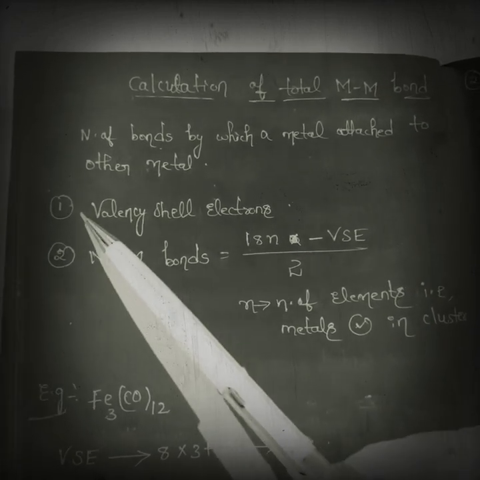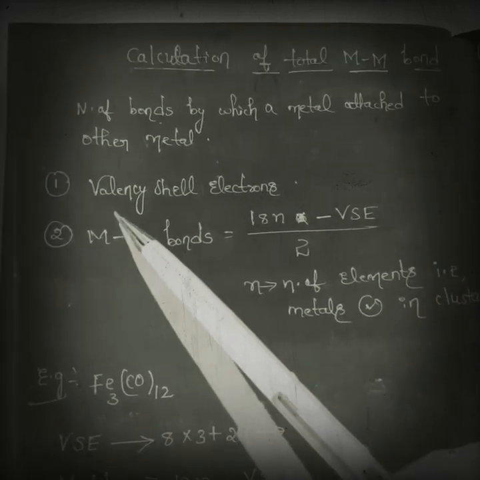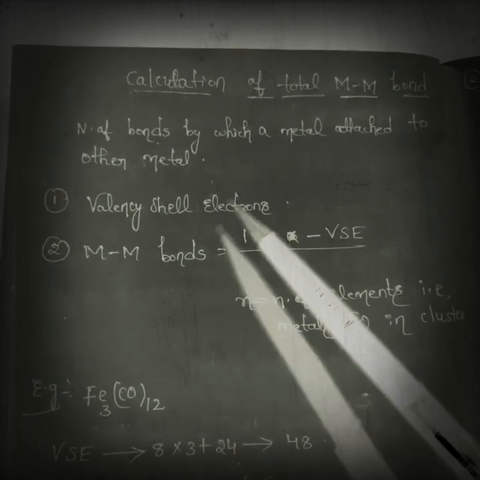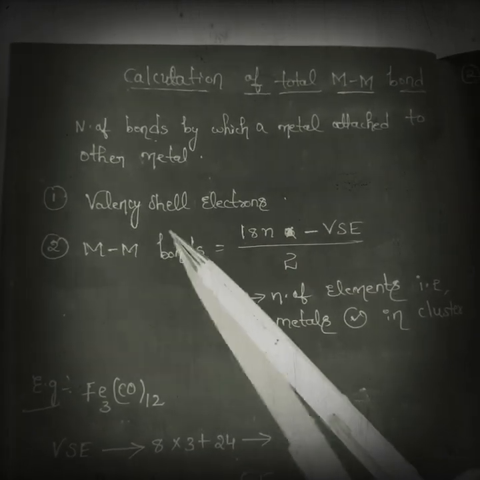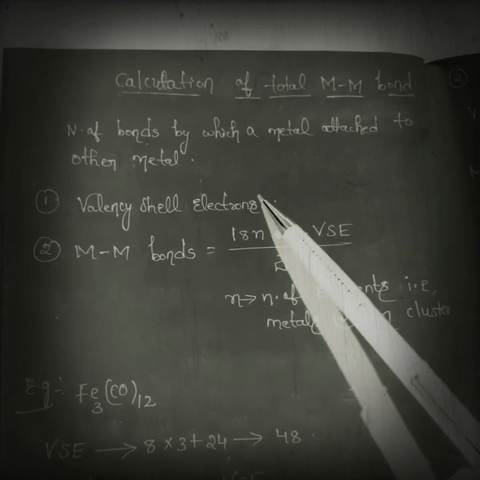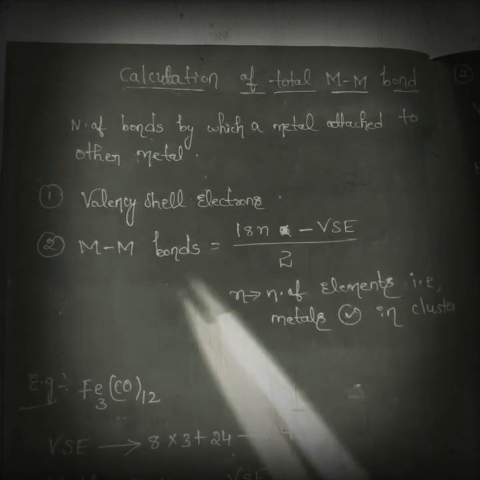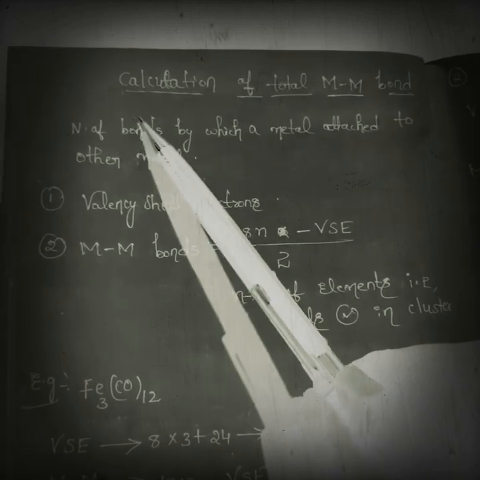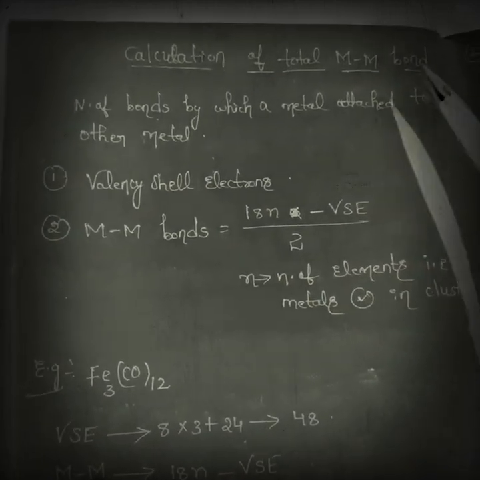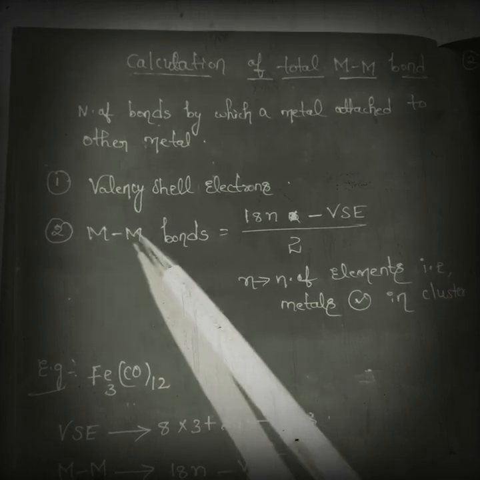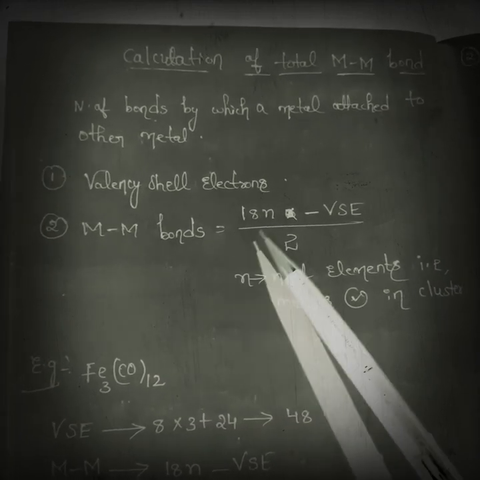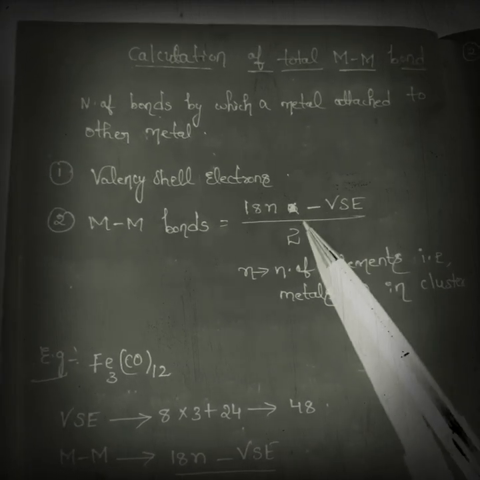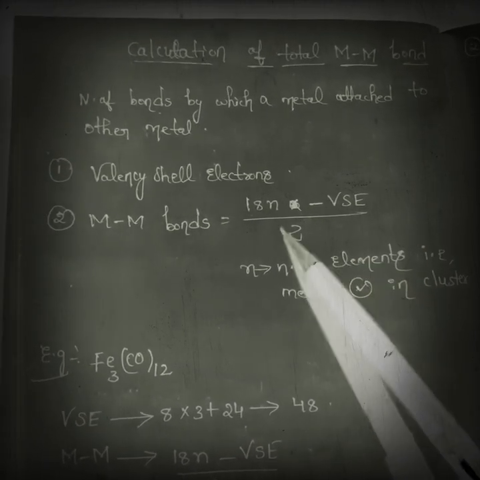First we have to find valence shell electrons. In our previous class, I told you the way to find the valence shell electrons. Next, here also this is very important. This is actually the most important formula to calculate total metal bonds. Metal bonds means here (18n minus VSE) by 2, where VSE means valence shell electrons.